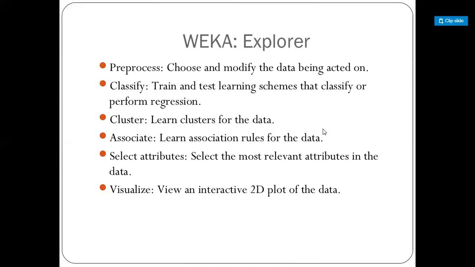Associate: learn association rules for the data. Select attributes: select the most relevant attributes in the data. Visualize: view an interactive 2D plot of the data. So it can classify, it can cluster, it can pre-process data, and it can associate some values, select the most prominent attributes, and we can also visualize these on 2D plots.